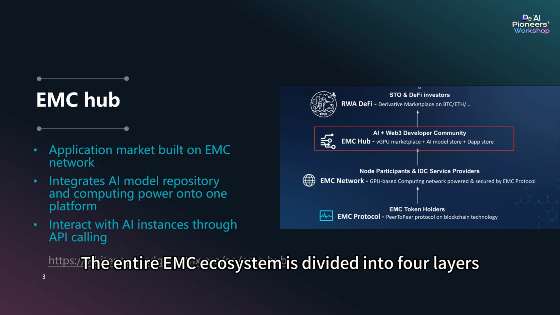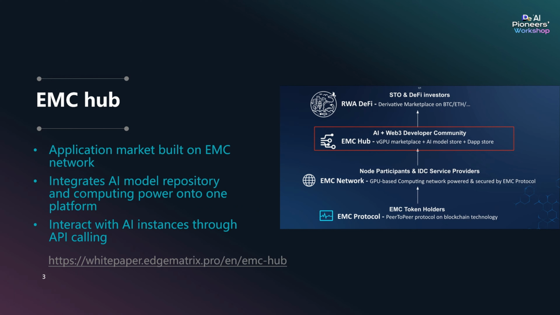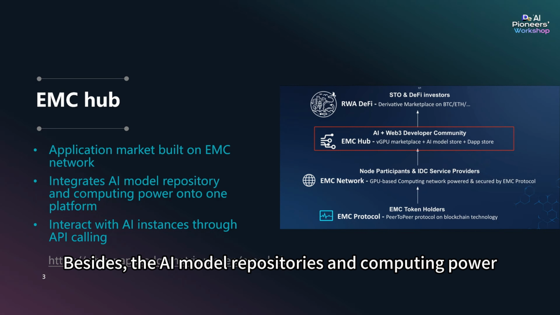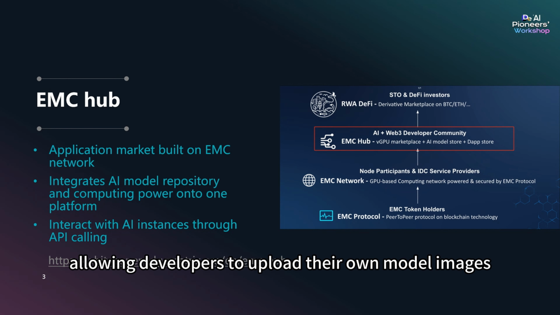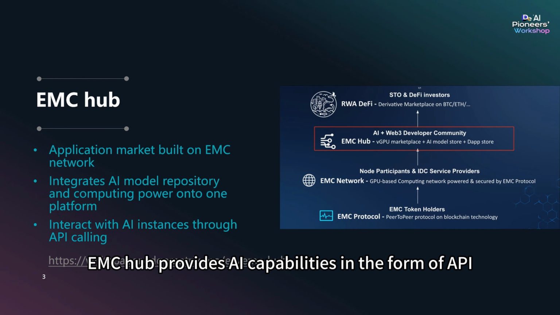The entire EMC ecosystem is divided into 4 layers. From the bottom up: the protocol layer, network layer, application layer, and asset layer. EMC Hub is the third layer. It is an application market built on the EMC network. Besides, the AI model repositories and the computing power are integrated onto it, allowing developers to upload their own model images and deploy them onto the decentralized computing power nodes of EMC. EMC Hub provides AI capabilities in the form of API.